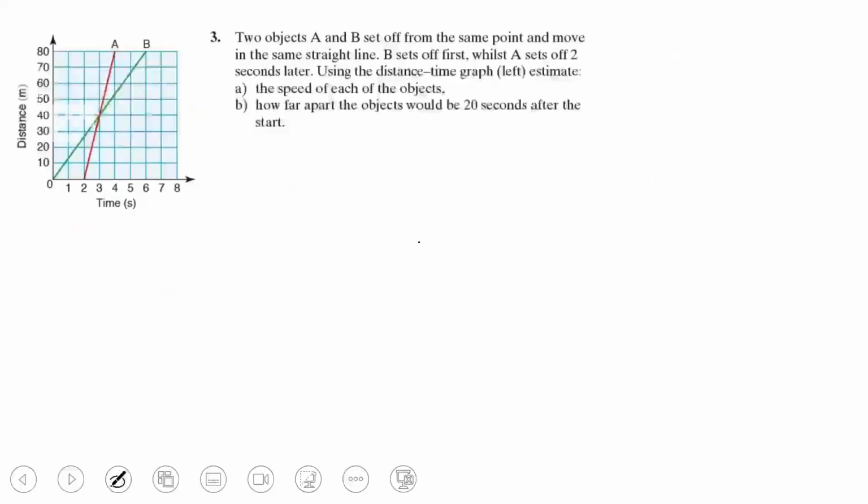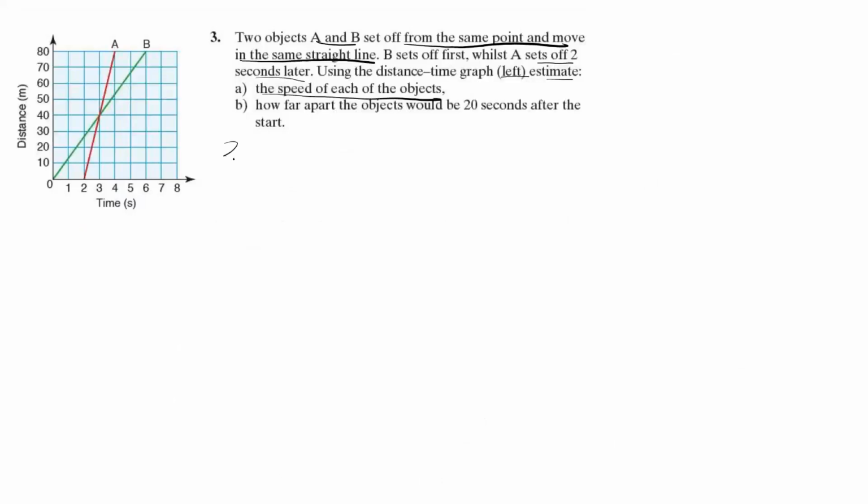All right. So here's a problem. 2 objects A and B set off from the same point and move in the same straight line. B sets off first, while A sets off 2 seconds later. Using the distance time graph on the left, estimate the speed of each of the objects. So part A is asking for the speed of each of the objects.